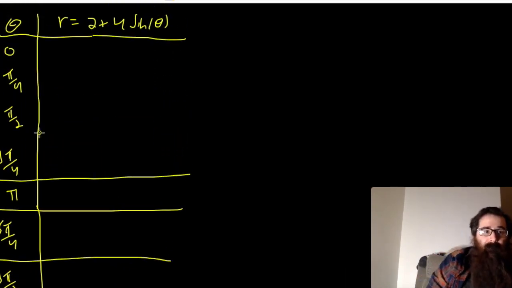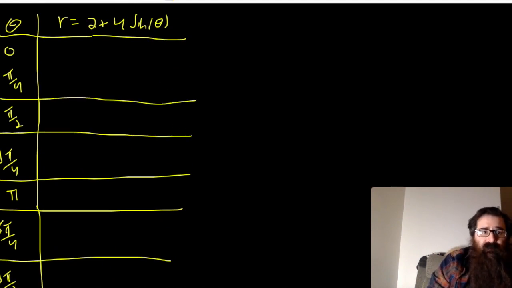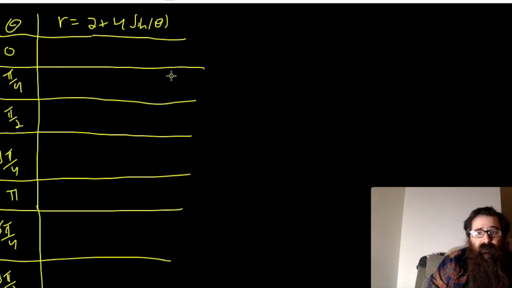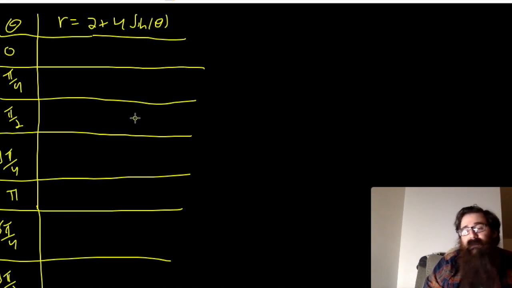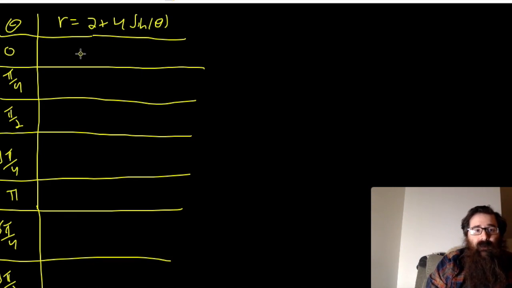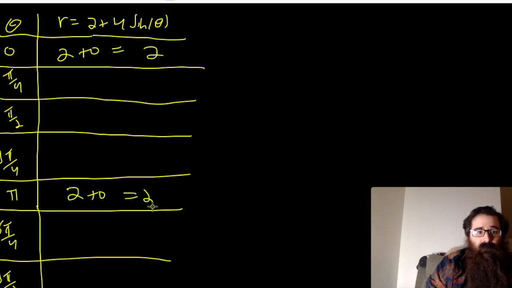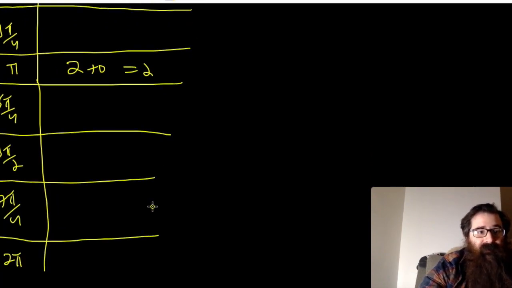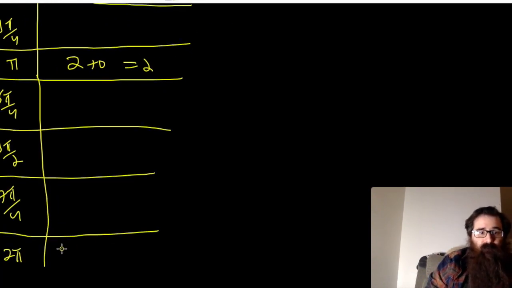Now I want to go ahead and fill out my table. And again, you can go through everything in order. I like to just do the easiest ones first, go through it strategically. Doesn't matter. Sine at 0 is 0, so I get 2 plus 4 times 0, which just gives me 2. Sine at pi is the same, 2 plus 4 times 0, which is 2. And at 2 pi is the same. 2 plus 4 times 0, which is 2 plus 0, which gives me 2.